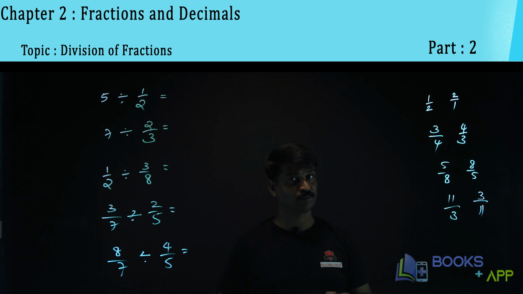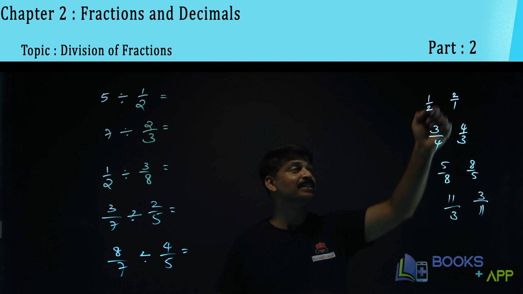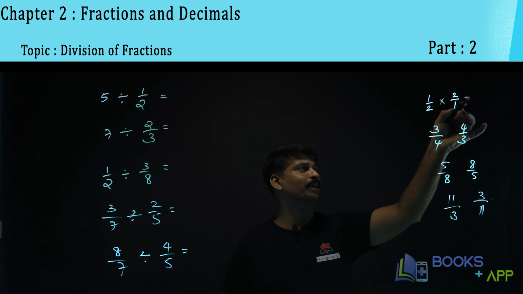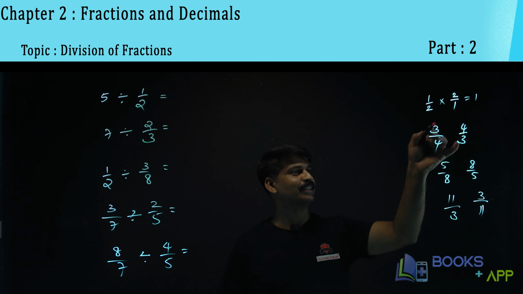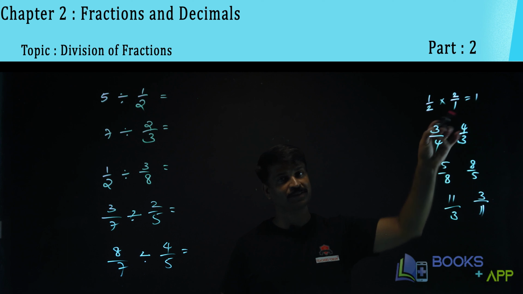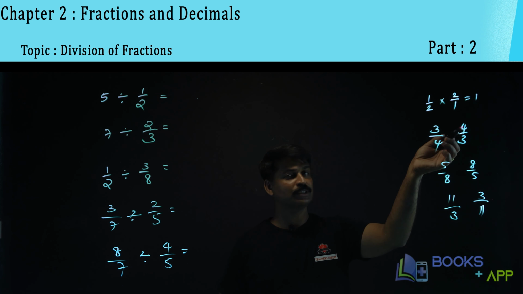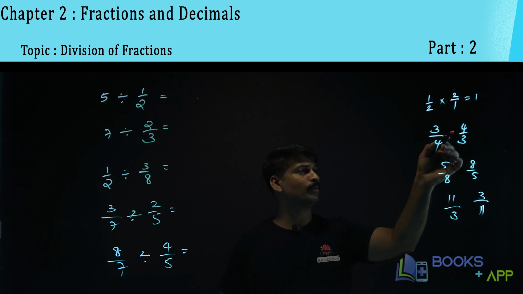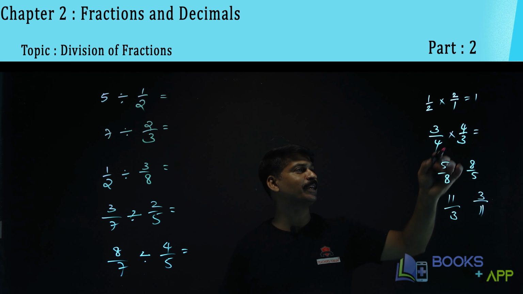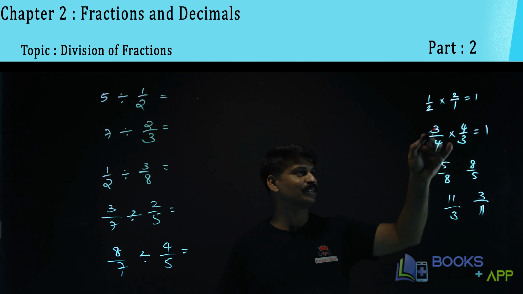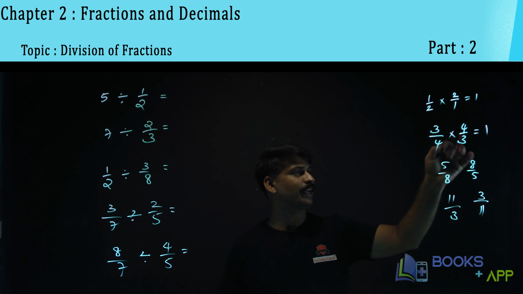Now you understood what the reciprocal is. 1 by 2 is 2 by 1, so that when you multiply, you should get 1. You see, 3 by 4. The reciprocal of 3 by 4 is 4 by 3. The denominator becomes the numerator and the numerator becomes the denominator. When you multiply, what is the answer? 1, because 12 by 12. Or 3 cancels, 4 cancels, 1 by 1, that is 1.